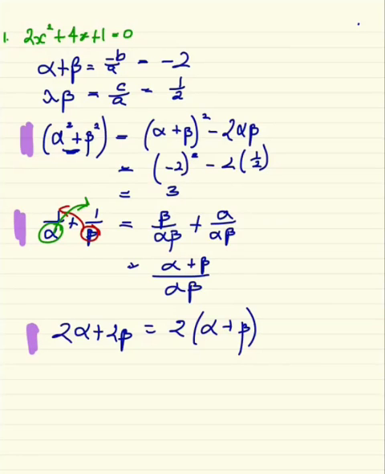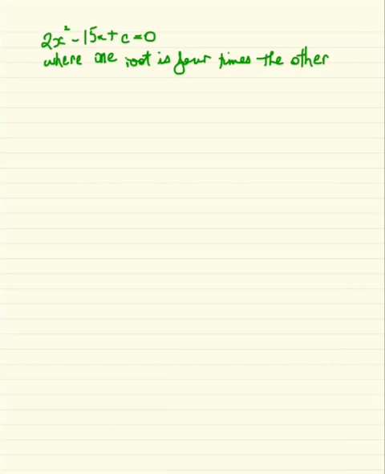Okay, if we move on and just look at this example where we've got an equation of 2x squared minus 15x plus c, where one root is 4 times the other. Now, in other words, what we've got is there's a root of alpha and there's a root of 4 times alpha. You could use beta and 4 times beta, it doesn't matter.